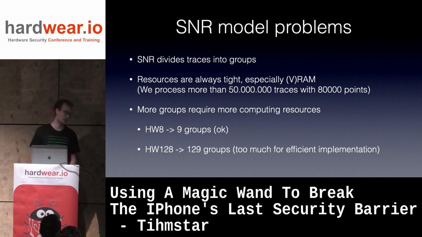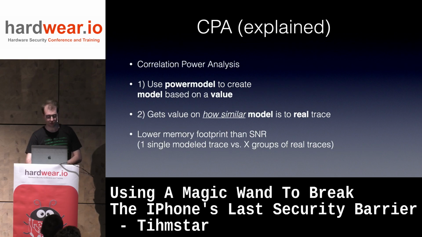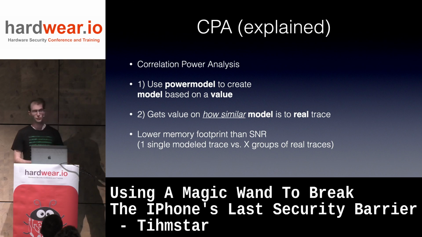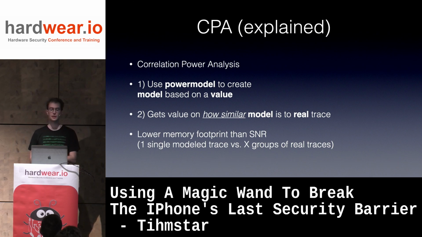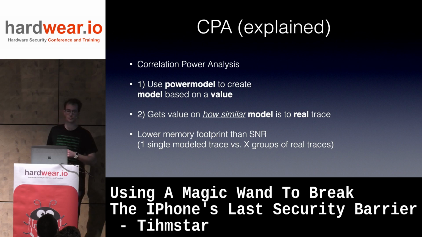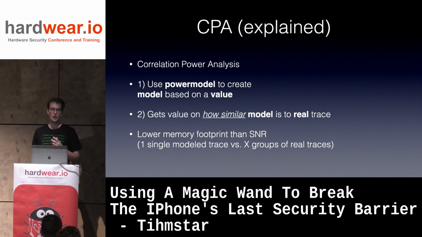So I had to try something else, which got me to CPA, which is correlation power analysis, a different statistical tool. Basically, you use a power model to create a modeled power trace based on a value. And then CPA tells you how similar your hypothetical model is to the real trace. And it has a much lower footprint than SNR because you have just one single model trace rather than X groups of real traces.